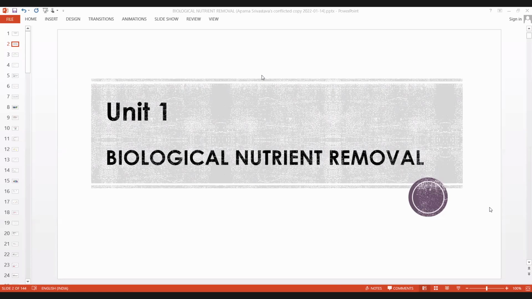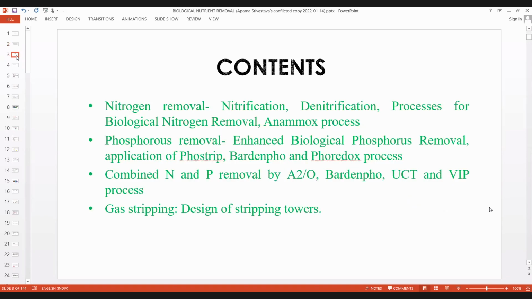So let us understand biological nutrient removal. When I'm talking about nitrogen removal, I'm talking about processes such as nitrification, denitrification, and the ANAMMOX process. These are the very common processes. So what is nitrification? Nitrifying bacteria oxidize ammonia to nitrite, then further oxidize it into nitrate.